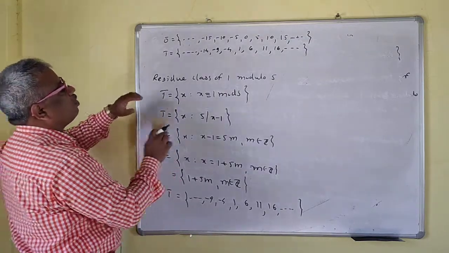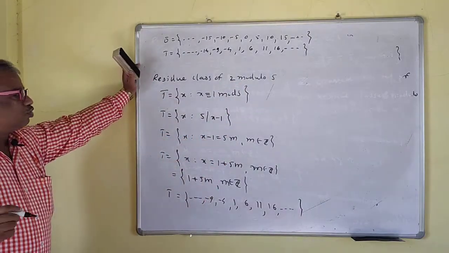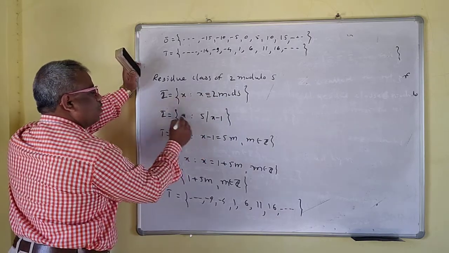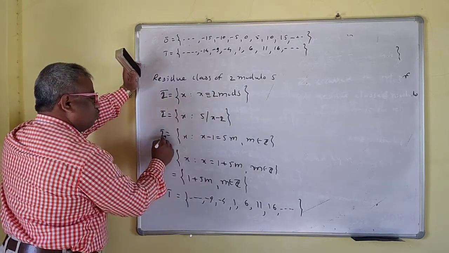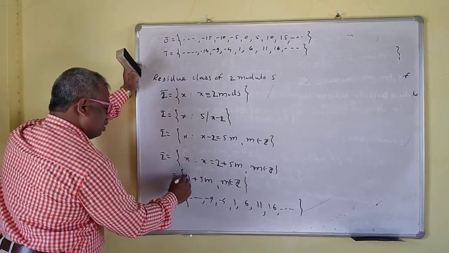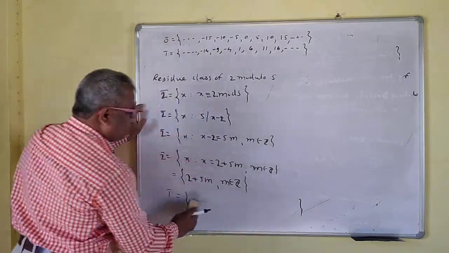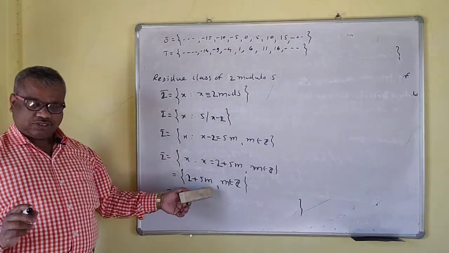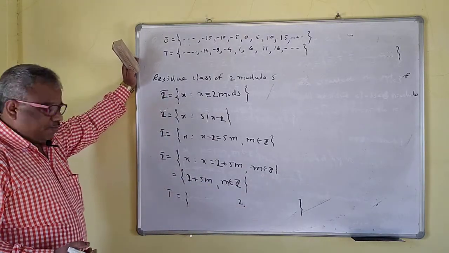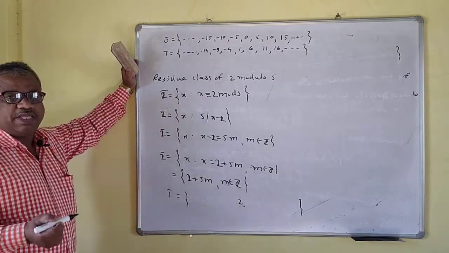Now we will find the residue class of 2 modulo 5. So this is 2 bar. It is the set of all elements of the form 2 plus 5m, where m is an integer. I will take the value of m first as 0, then the element is 2.